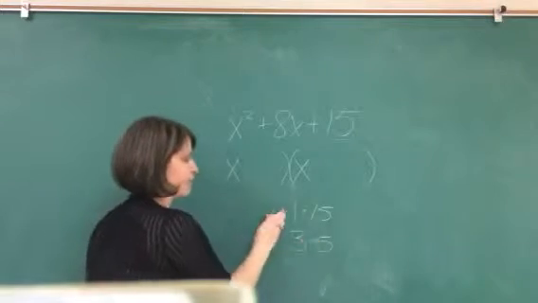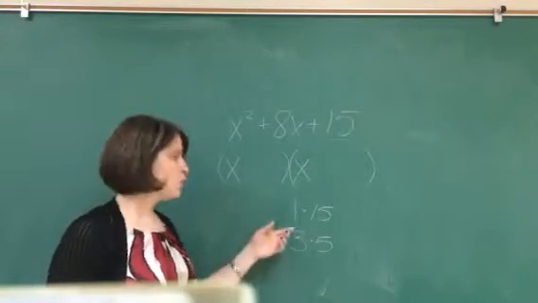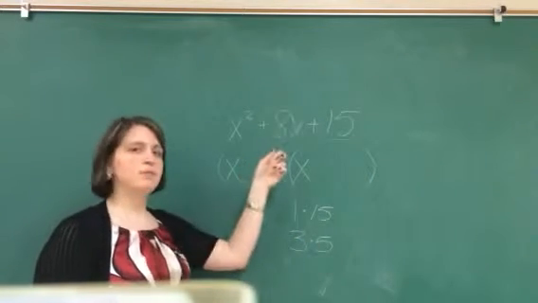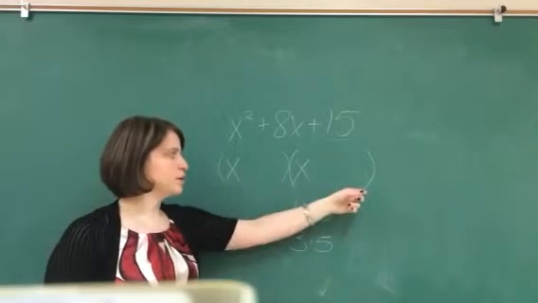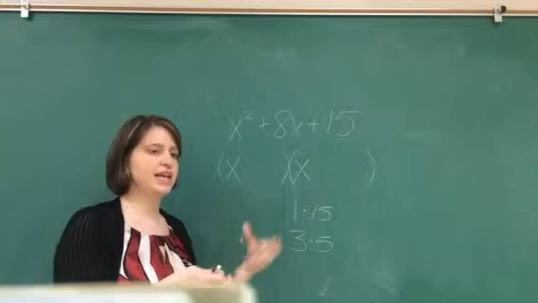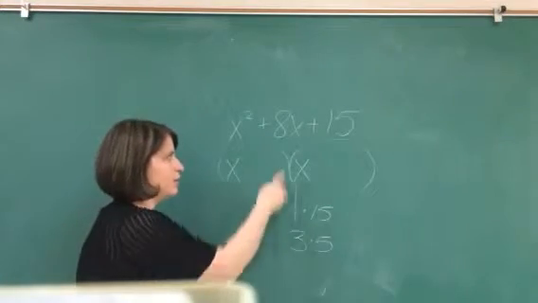Could also be 3 and 5. 1 times 15 is 15, 3 times 5 is also 15. So which combination do I need to put in here? For that, we go to the middle term. Remember, those two numbers ended up being like terms. They needed to be added or subtracted in order to get the middle term. So I want the combination that's going to add or subtract somehow to get me 8.